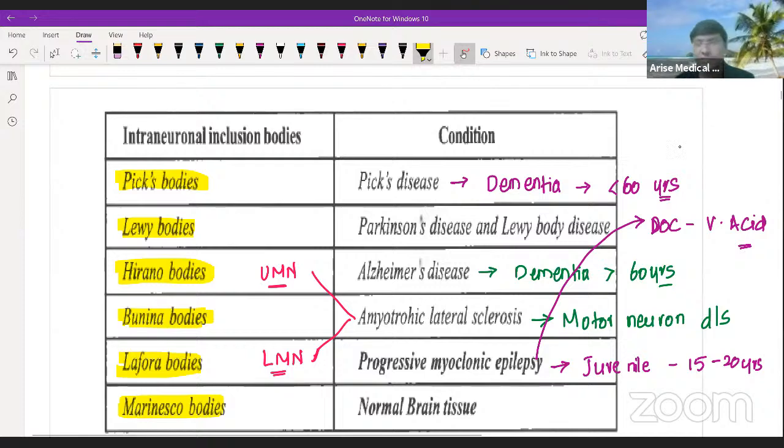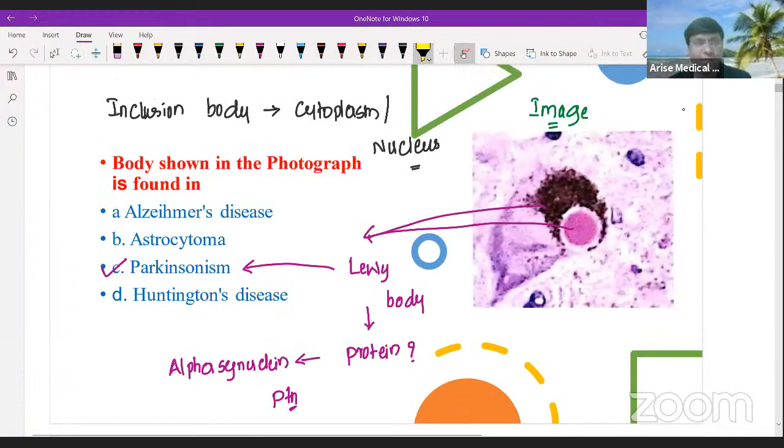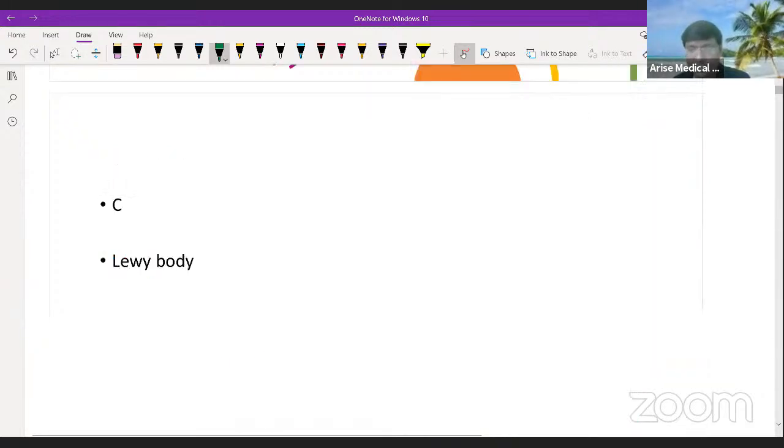But in the image which is shown to you, the inclusion body is nothing but your Lewy body. Now, your Parkinsonism, what is that due to? That is due to a decrease in dopamine levels or an increase in acetylcholine levels. And Parkinsonism is also a disorder seen in elderly individuals. Next, let me move on to the next image.